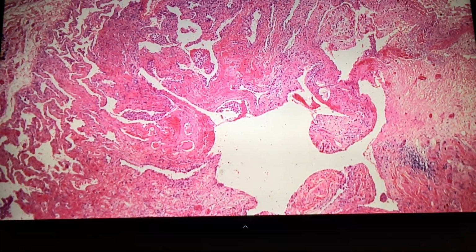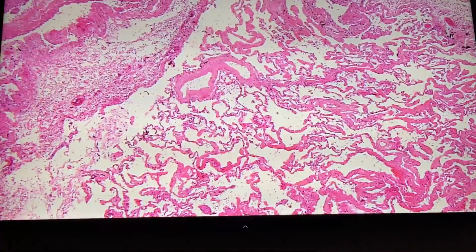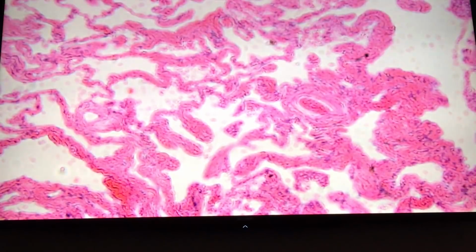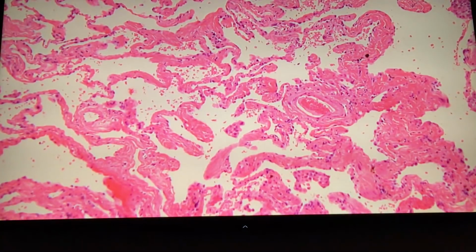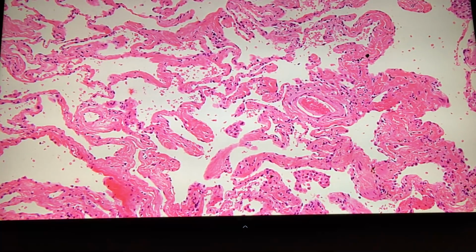Now move it around a little. I'll tell you where to stop. Move it around. Go to the right. Actually, this is good. Stop here. Now come to high mag. This looks just like SRIF. What is SRIF? Smoking-related interstitial fibrosis. So fibrosis in the interstitial. That's smoking-related interstitial fibrosis.